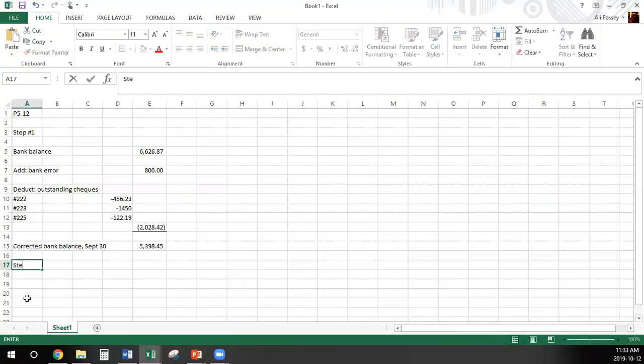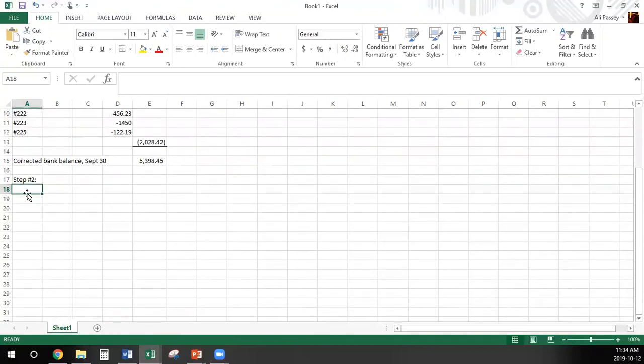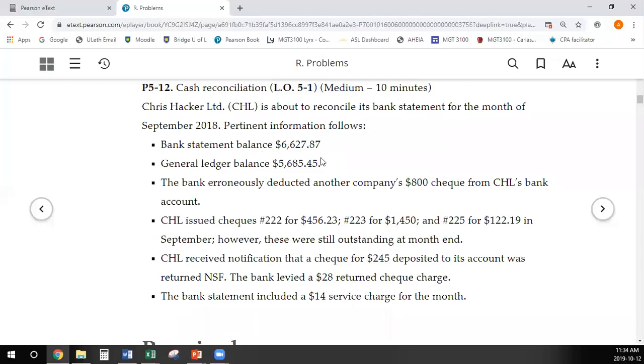Step number 2, for page 206, would be to take the company's GL balance and then adjust it for anything that was recorded in the bank that should be recorded in the books, but that hasn't been yet. So first we start with the balance per the general ledger at September 30th. And in the question, it states that balance is $5,685.45.